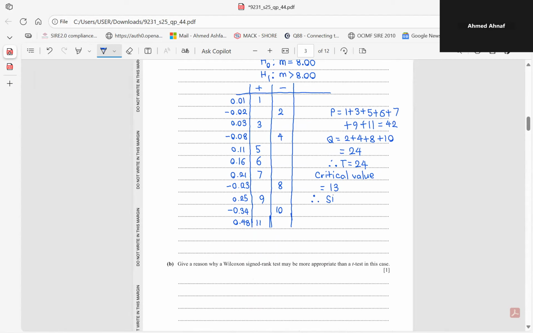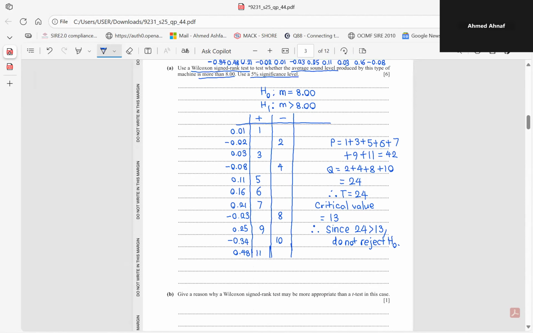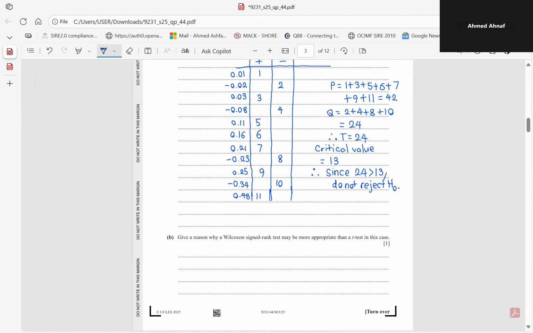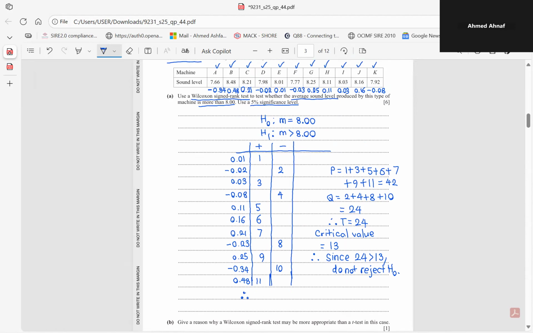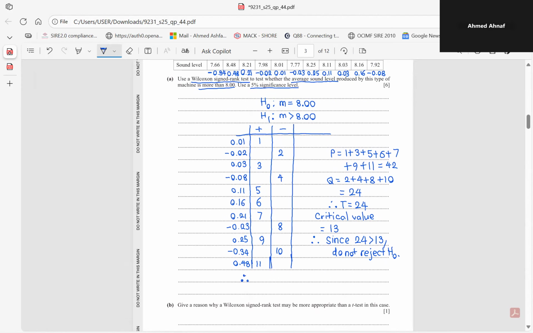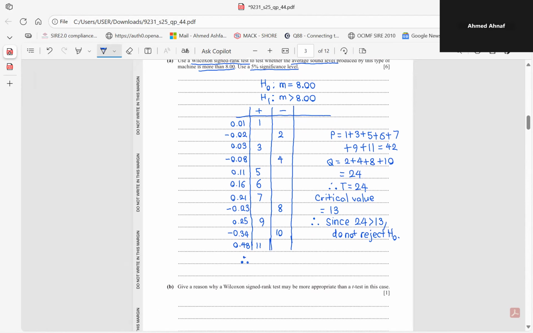Okay, so since 24 is more than 13, do not reject H naught. So don't reject the null hypothesis. That means there is a chance that the null hypothesis could be correct. So you can say, according to the context of the question, it tells you to test whether the level is more than 8. So since our null hypothesis could be correct, it says that sound level is 8.